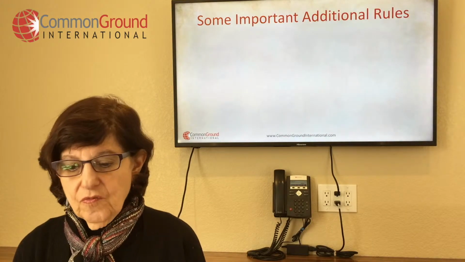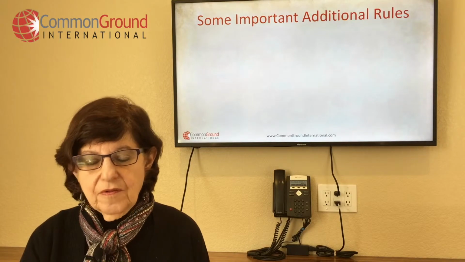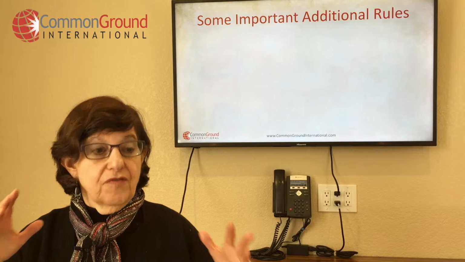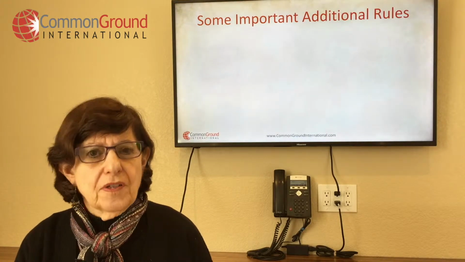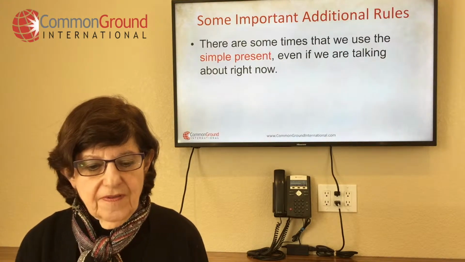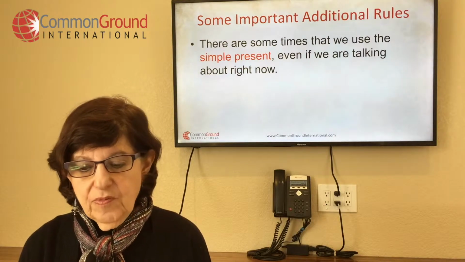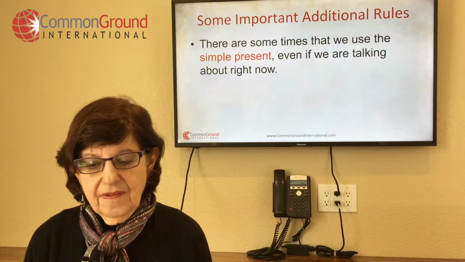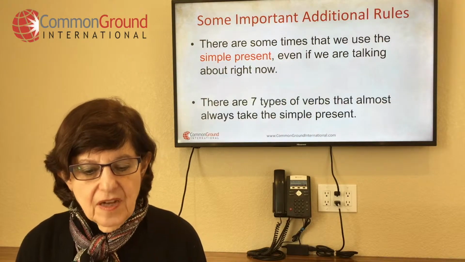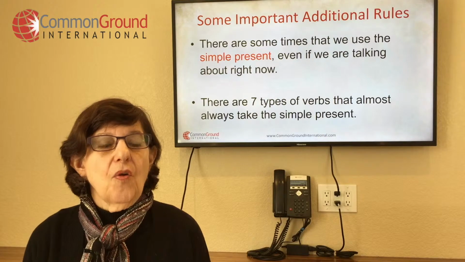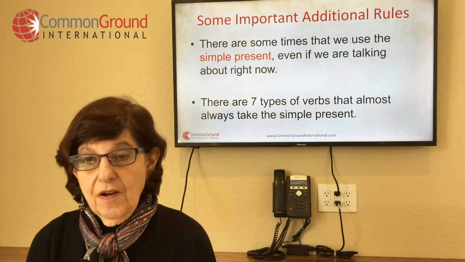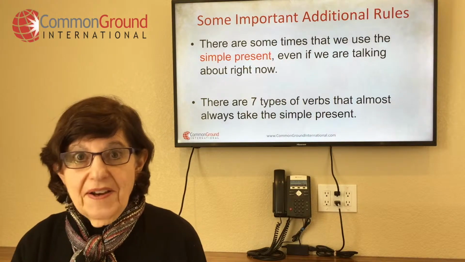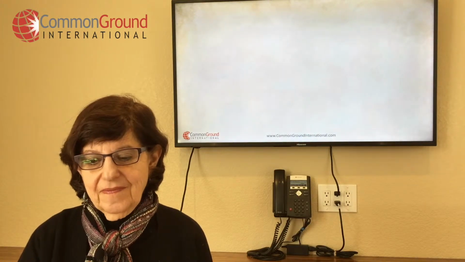Okay, some additional rules, important rules. I've just talked to you about how we use present continuous for right now. I'm going to talk about some exceptions to that rule. There are times when we use the simple present, even if we are talking about right now. There are 7 types of verbs that almost always take the simple present, even if we are talking about right now. These are the exceptions to the rule. You know by now, English loves exceptions.